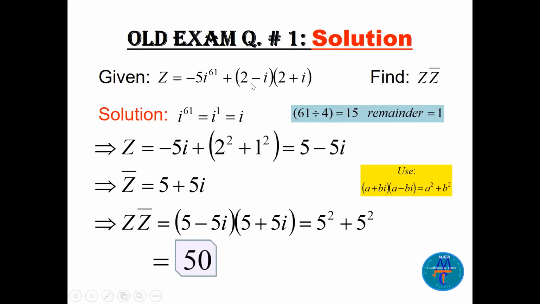Now for this one, (2 minus i)/(2 plus i), there's a formula with the conjugates. You can see it in the lecture. It's a squared plus b squared, so 2 squared plus 1 squared is 5. So this is 5 minus 5i. That's z. Now the conjugate: we change the sign of the imaginary part. Let's multiply them. We have to use this formula again, 25 plus 25 is 50.